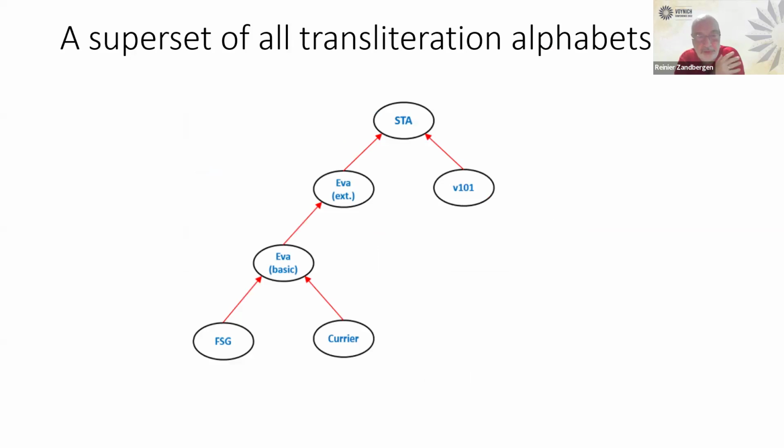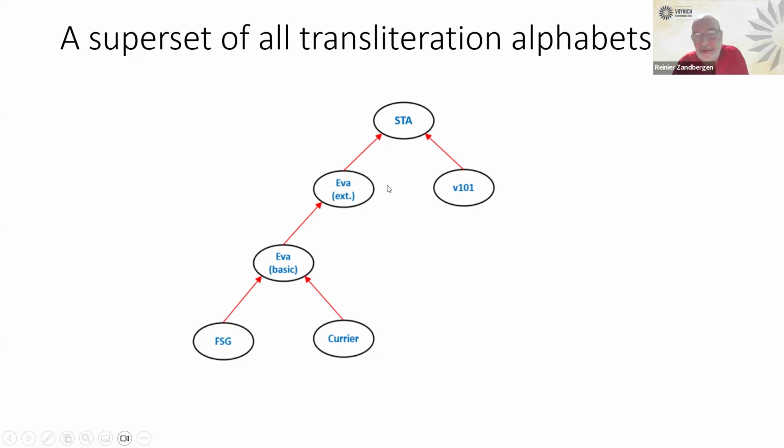Now, to be able to do more, we have all the files in the same format, but we still can't really compare them. I decided to also create a superset of all different transliteration alphabets. So in the past, we had the FSG and Currier alphabets at the bottom of this graph, and these were combined into a superset, basically, which is called the EVA, the basic EVA alphabet. So any text in FSG or Currier can be fully represented in EVA. And then a superset of EVA is the extended EVA with all the rare symbols and ligatures.